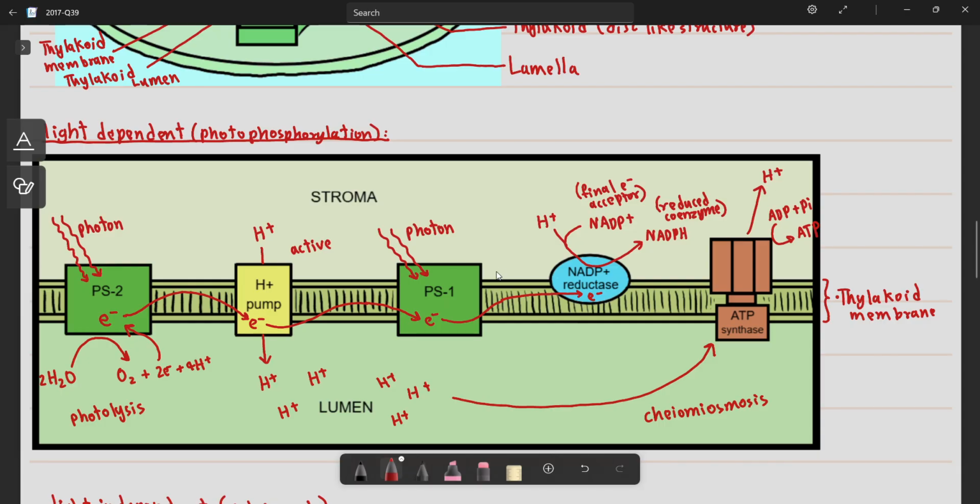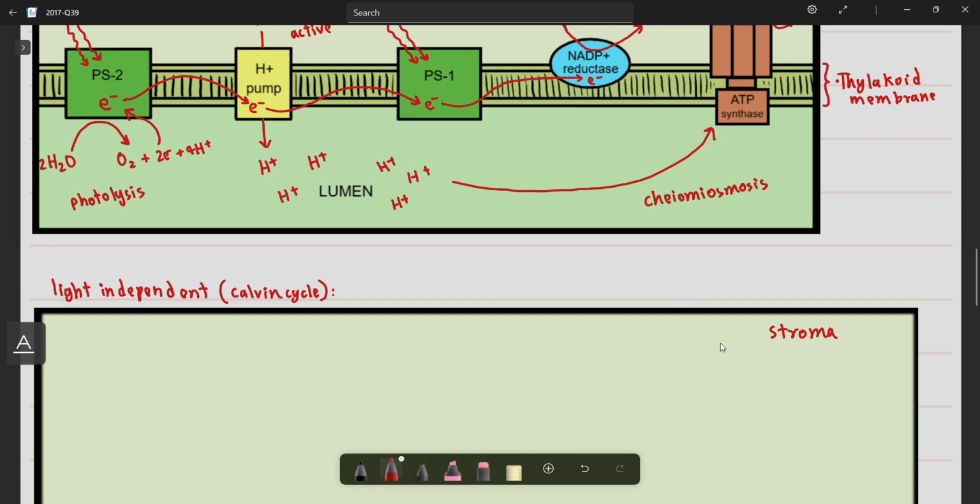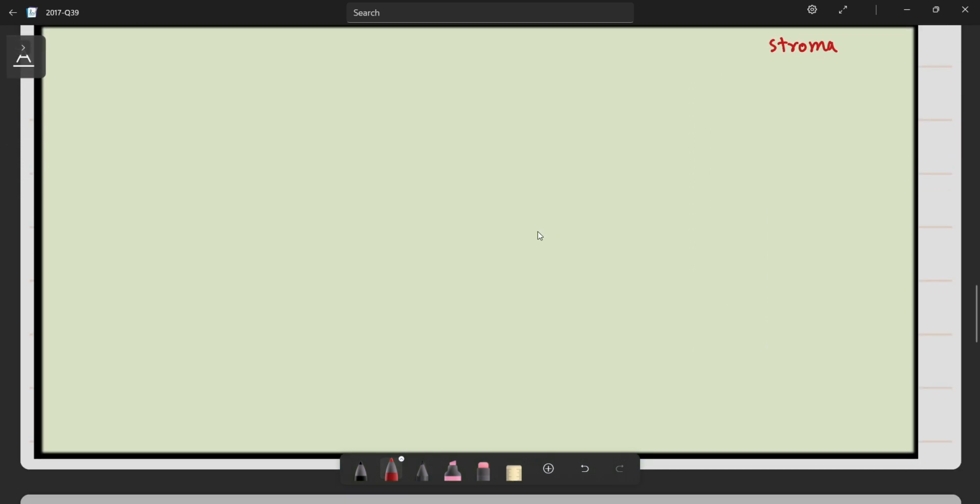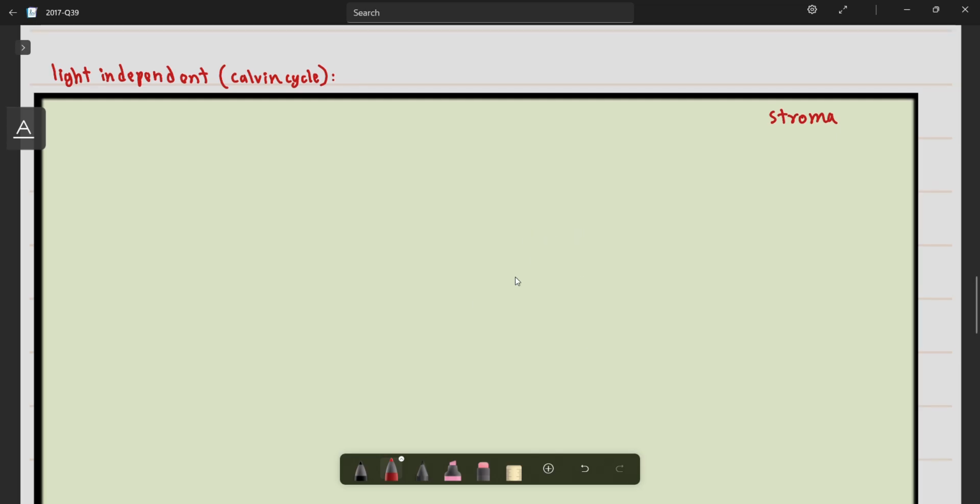Now this structure primarily occurs in the lumen of the thylakoid. This is outside of the thylakoid membrane, which is the stroma. This is where the Calvin cycle reaction occurs. First of all, the main reactant used in the light independent reaction is carbon dioxide, which I'm going to mention as 1C, which means one carbon compound. You'll understand later why I'm explicitly mentioning that this is a one carbon compound.